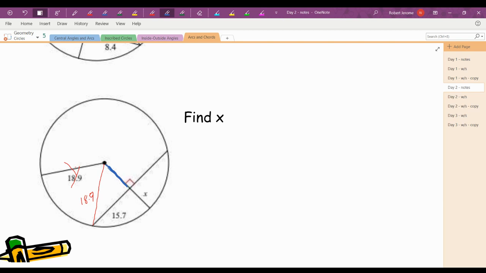So, do Pythagorean theorem. You guys know how to do that, so I'm going to let you do that. And as a result, let's see, 18.9 squared minus 15.7 squared, it looks like we get 10.5.